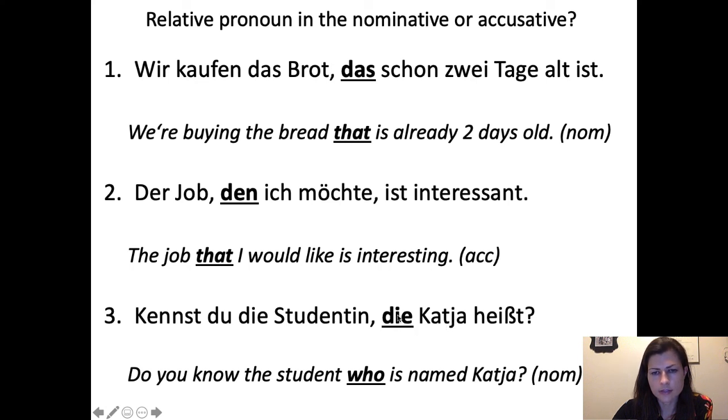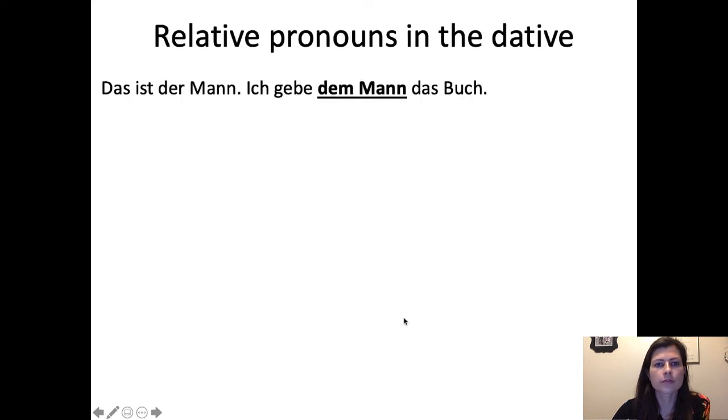It's like sie heißt Katja, right? So die heißt Katja, nominative. Now let's look at some of the dative. Das ist der Mann, ich gebe dem Mann das Buch. This is the man, I give the man the book.